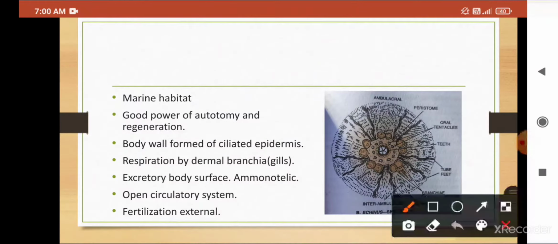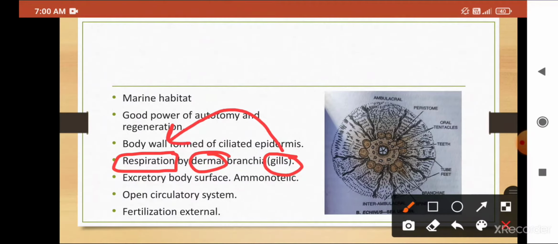Now the respiration in Echinodermata. Respiration in Echinodermata occurs through gills present on the dermal layer, the dermal membrane. Through these gills they can exchange gases in and out. They can respire inside the water.